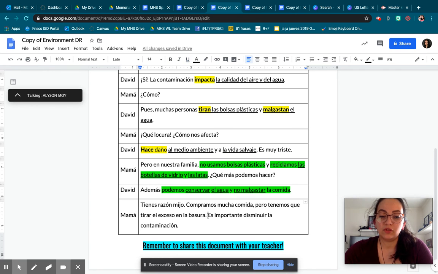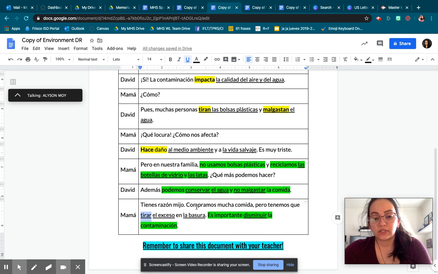Es importante disminuir la contaminación. So I really feel like that last sentence especially is a solution that she's proposing, or just saying how important it is to disminuir, to diminish, to reduce pollution. We can also say el exceso is a good vocab, like it's just like excess stuff. And then we had la basura, the trash. Even tirar is like throwing stuff away. So if you wanted to underline that, you could.